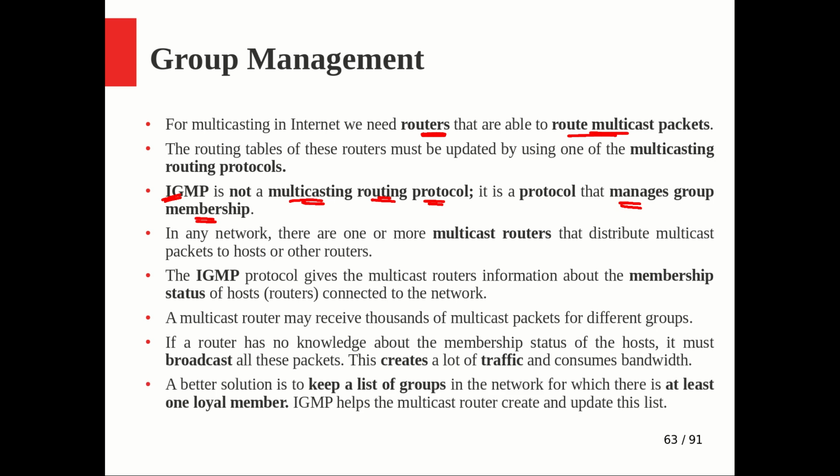So a better solution for the router is to keep a list of groups in the network for which there is at least one loyal member. There should be at least one active member. If that is not the case, then what is the meaning of maintaining such a group in that network? You can simply delete that group information from your list. So always maintain the list and keep it up to date, so that it contains all the groups which have at least one loyal member. Such a list will be maintained by all the multicast routers. The IGMP protocol helps the multicast routers to create and update this list.